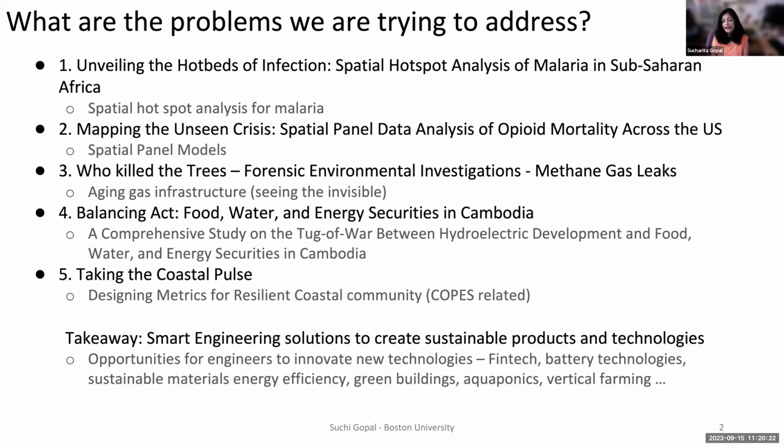And the last one is I want to take a coastal pulse, and this is more related with our COPES project, Strong Coast. And we want to design metrics for coastal communities from the point of view of planning, from the point of view of even engineering, and more importantly, from the point of view of drawing financial investments. So I think Professor Beck talked to you about nature-based solutions. I want to take more of a finance and sustainable finance and fintech kind of solution to address this problem.